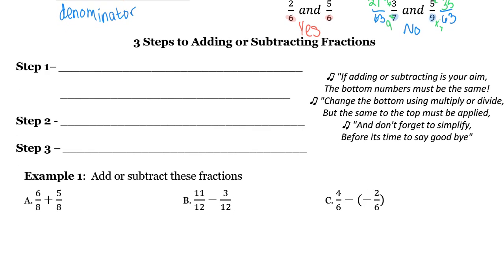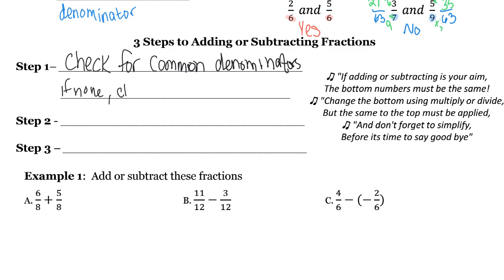So here's a little song part over here, and that kind of walks you through the steps. If adding or subtracting is your aim, the bottom numbers must be the same. Okay, so what that means is that you have to have common denominators. So check for common denominators. If you don't have them, make them. If none, change.